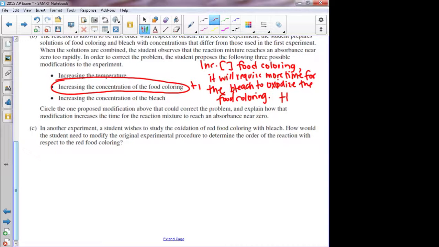All right, C. In another experiment, a student wishes to study the oxidation of red food coloring with bleach. How would the student need to modify the original experimental procedure to determine the order of the reaction with respect to the red food coloring? Change the wavelength. Plus 1.